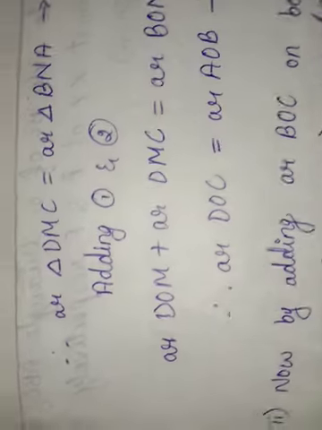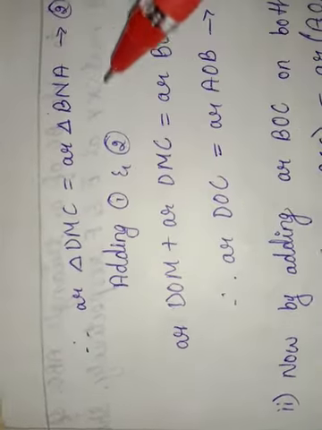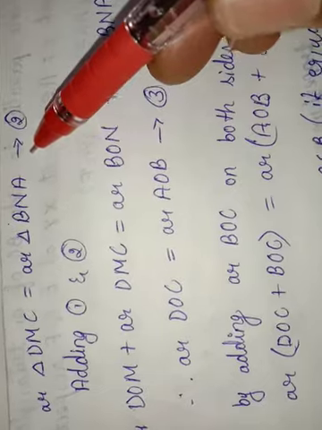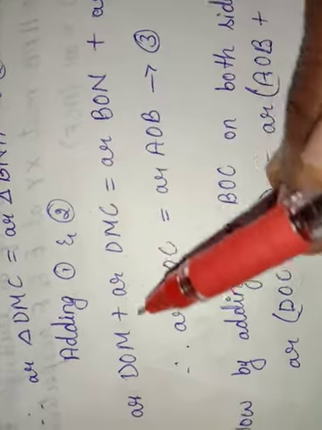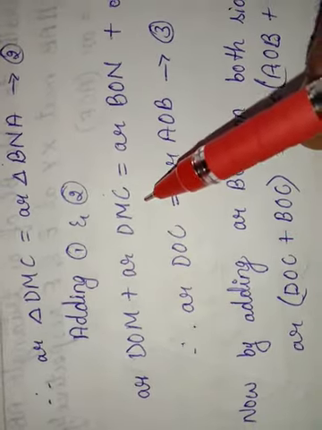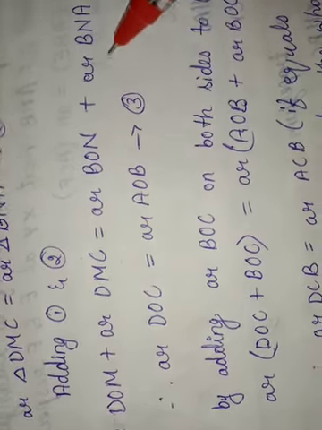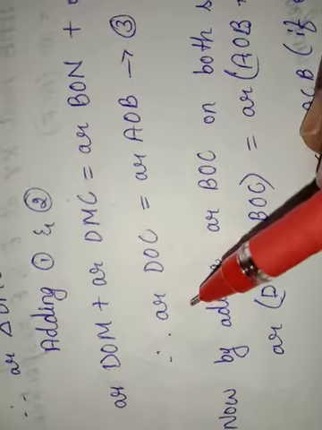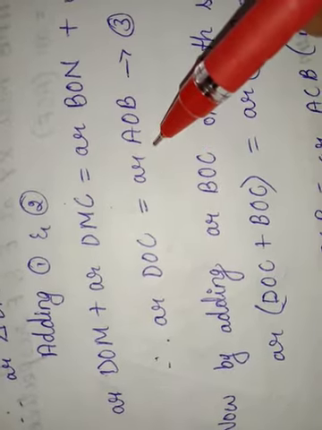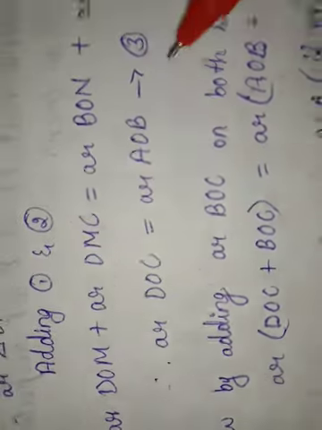AAS postulate. Now, area DMC is equal to area BNA. Call that 2. Adding 1 and 2: area DOM plus area DMC is equal to area BON plus area BNA. Therefore, area DOC is equal to area AOB, that is 3.